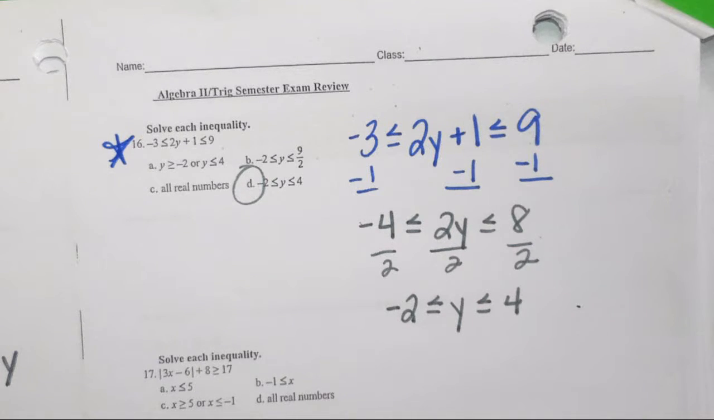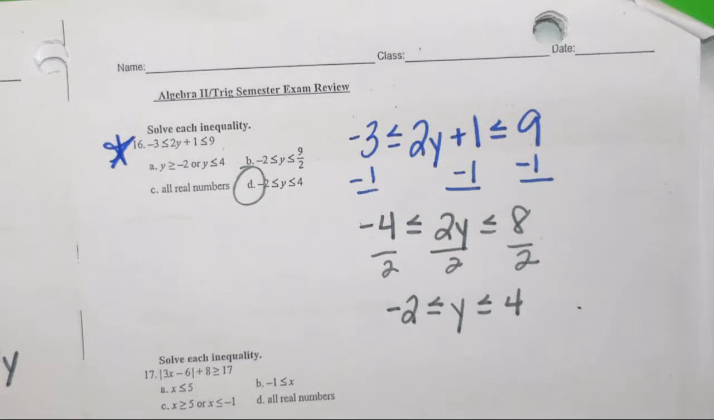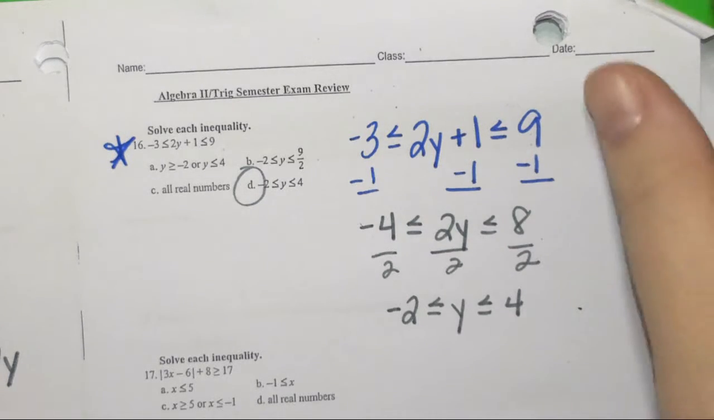The way people get the other answer choices is they don't do it to everybody. They don't subtract 1 from everyone. They don't divide by 2 with every term. Again, it's not a good idea to guess.